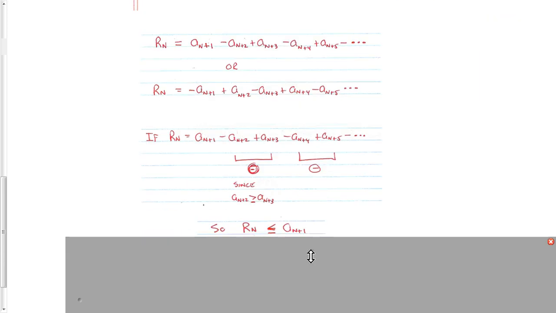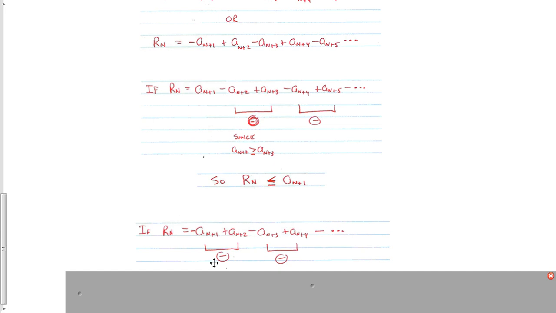Now, on the other hand, if our R sub n started with negatives, we'll start pairing up from the very beginning. So we'll pair up A sub n plus 1 and A sub n plus 2. But remember, the negative is here, and this is a bigger number than this, so we end up with negative again. Just the same argument as above. But here, clearly, we're adding a bunch of negative numbers together. So R sub n is the addition of a bunch of negative numbers, and so it's certainly going to be smaller than A sub n plus 1, isn't it? Okay. And that's just a rough idea of why it works that way.